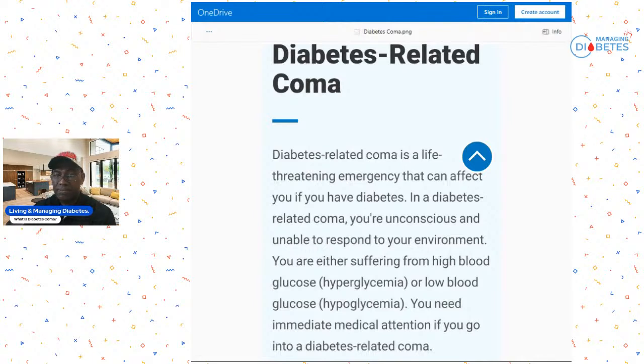Once again, diabetes related coma is a life threatening emergency that can affect you if you have diabetes.